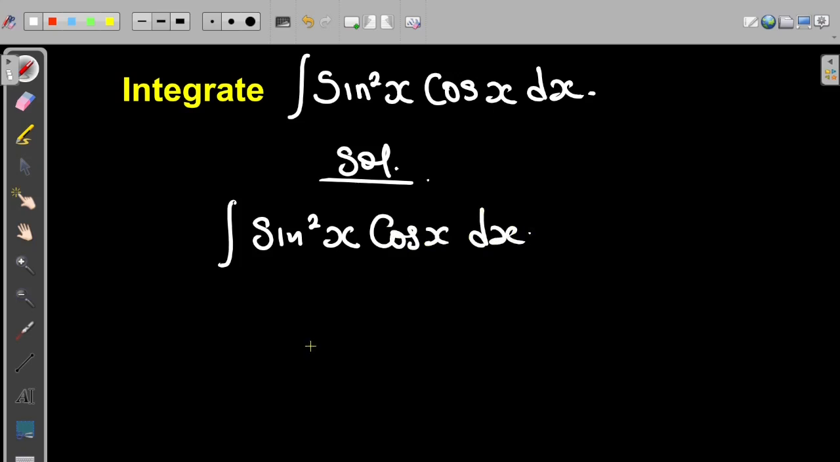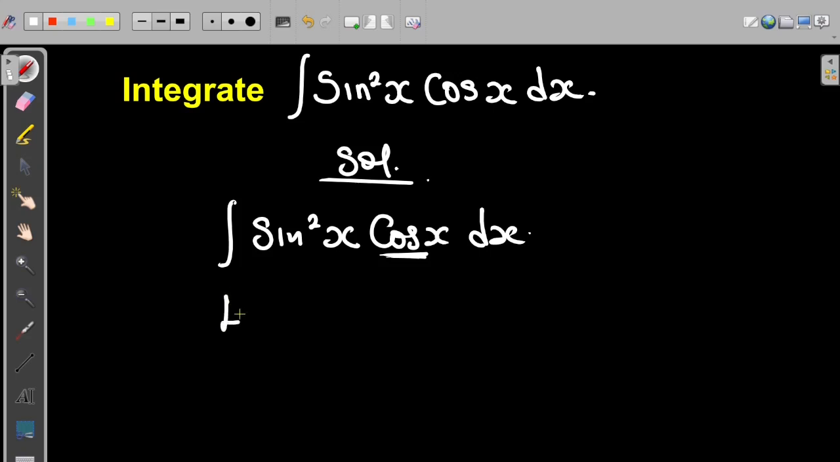Now, if you look at the question, this is a trigonometric integral involving the products of the powers of sine and cosine. If you look at the integrand, you can observe that we have cos at this point. So, if we substitute u equal to sine, and if we differentiate sine, we are going to get cos. Therefore, we can eliminate cos from the integrand to make it simpler for us to integrate.